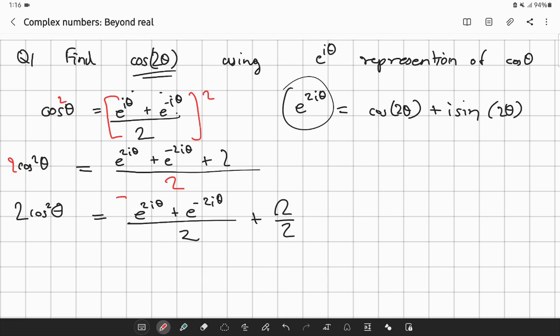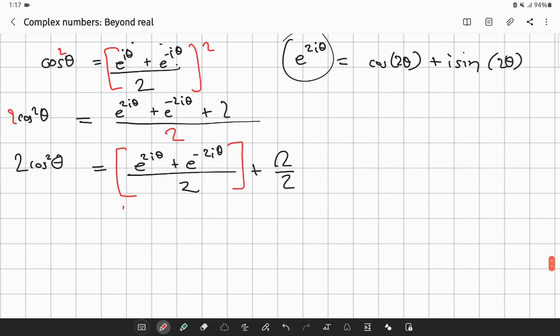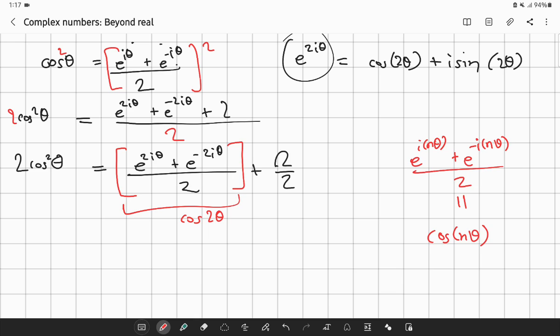Now if you look carefully, this thing over here is kind of reminiscent of this, but instead of theta I have 2 theta. So what can this expression be? This is nothing but cosine 2 theta. In general, if you have e raised to i n theta plus e raised to minus i n theta divided by 2, I'll have cosine n theta. I mean, this makes sense. If you expand this in terms of cosine using the Euler formula, this is quite obvious.